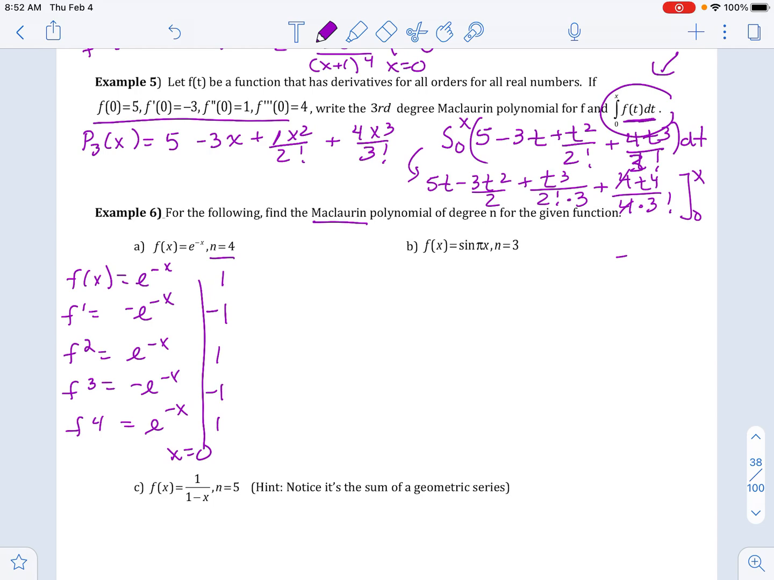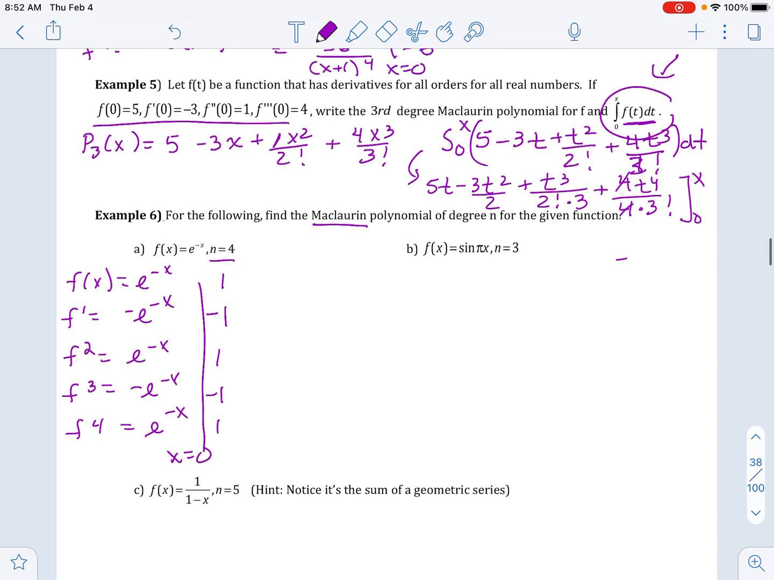And my fourth degree would be, I'm going to write it over here. First term is 1, first derivative times x plus second derivative x squared over 2 factorial, third derivative x cubed over 3 factorial, etc. So this is your fourth degree polynomial.